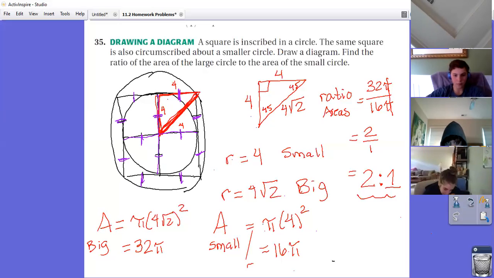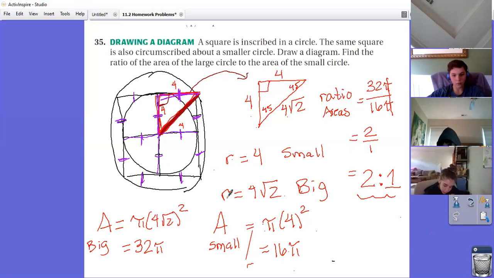So I said, okay, this is 4 and that is 4. I have to figure out this length right here, that I'm doing in dark red. That'll give me the radius of the larger circle. If I take this little triangle and draw it out, that's actually a 45, 45, 90. So if you go back and think about your little pattern for a 45, 45, 90, my legs are both 4, then my hypotenuse would be 4 square roots of 2.